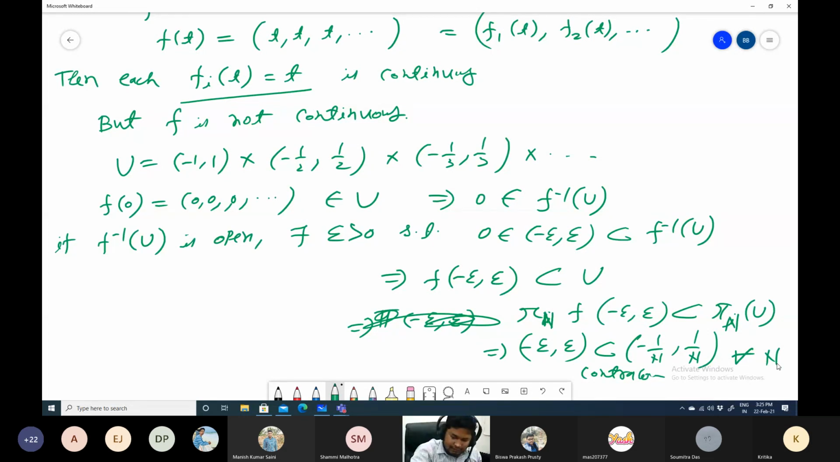Okay, and what is actually f of minus epsilon comma epsilon? That is this one, minus epsilon comma epsilon product with this in this way. So that cannot be a subset of this open set. That's all. Okay, so we are done.